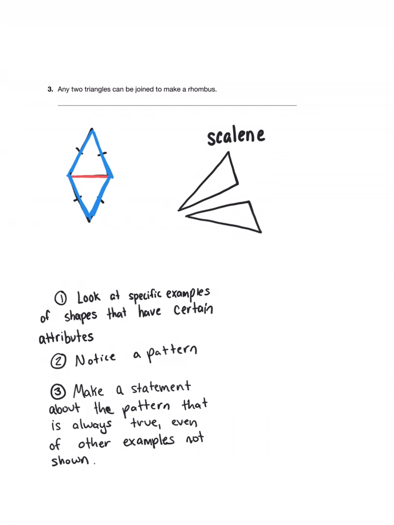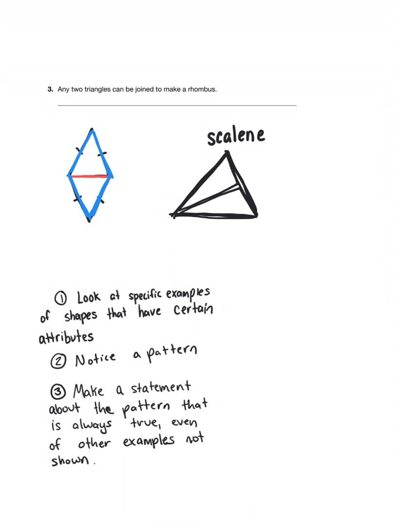Okay, so here I have two scalene triangles, and you can see that when I place them together and rotate them a bit, like so, I do not end up with a rhombus. So this shape, even if I even it out, is clearly not a rhombus. That's just a larger triangle.